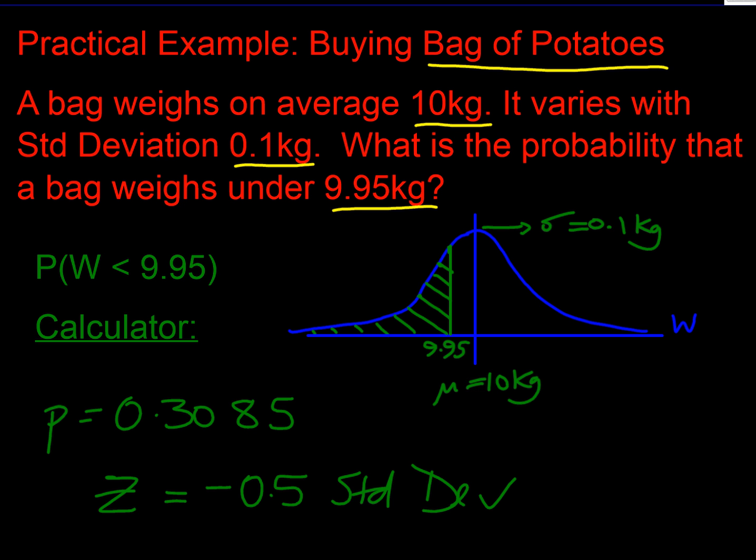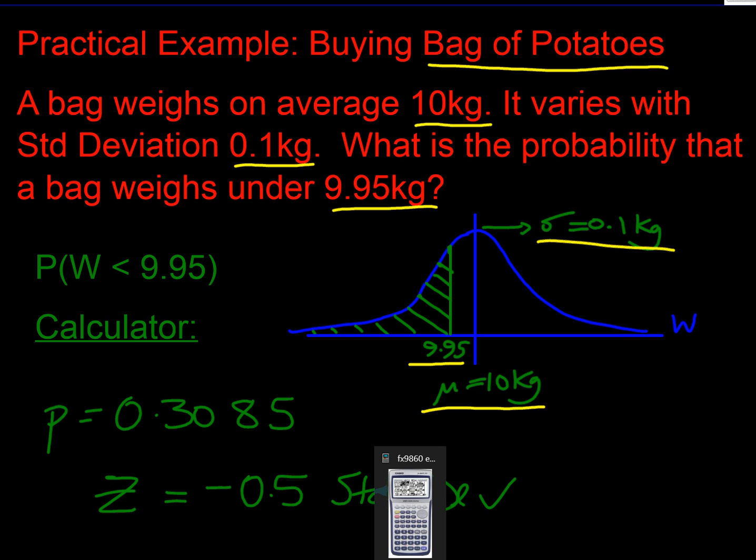Okay, so let's draw our normal distribution here. So there's our PDF in blue, and we've got a mean of 10 kilograms, standard deviation of 0.1. And we're interested in our probability that the weight is 9.95 or less. So it's that green area under the curve. That's what we are interested in, isn't it? That represents the probability for our PDF. Okay, what's the best way of getting this? Well, we'll get our calculator out.